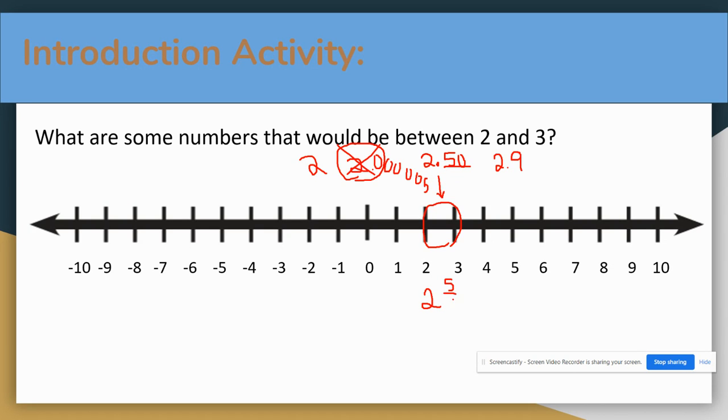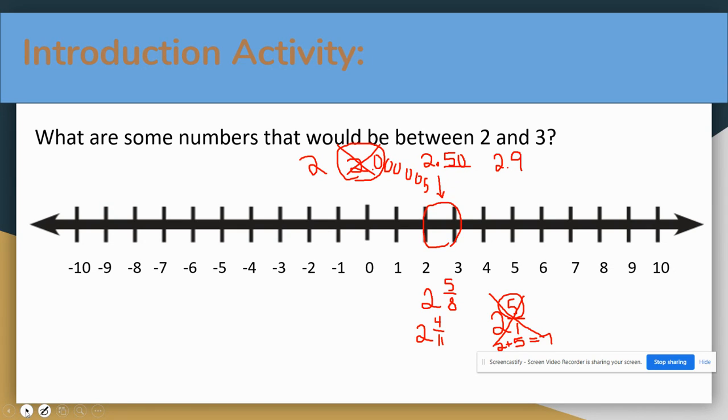I could say 2 and 5/8. I could say 2 and 4/11. One thing I could not do with the fraction, I couldn't say 2 and 5/1, because 5 divided by 1 is the same as 5. So that would be like saying I have 2 plus 5, which is equal to 7. So when I'm writing my fraction, I have to make sure the numerator, or the top number, is smaller than the denominator. And in this case, that is not true, so that would not work.